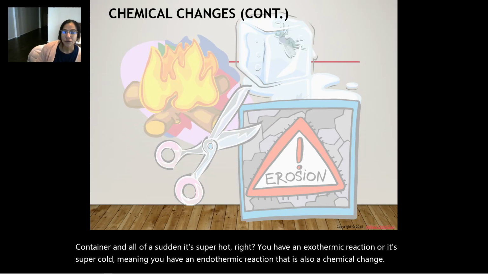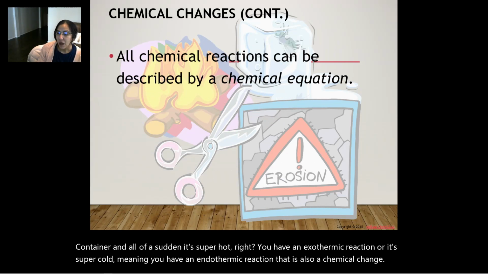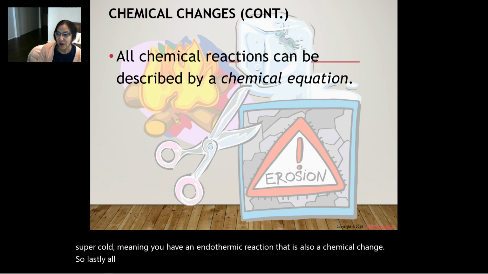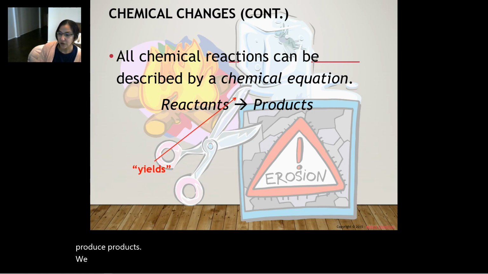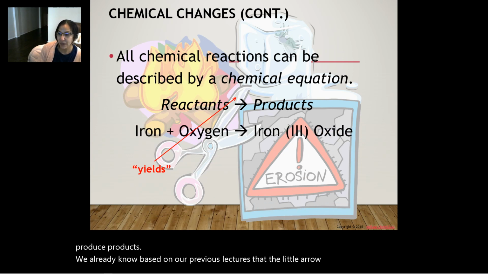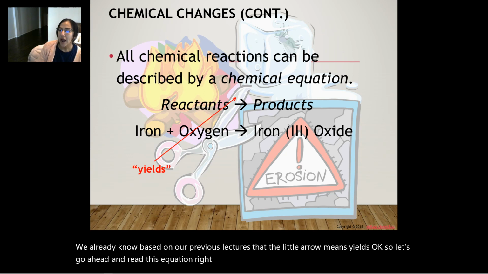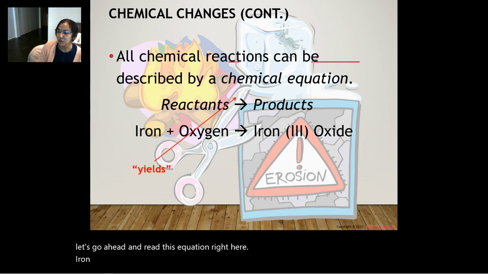Okay. So lastly, all chemical reactions can be described by a chemical equation, meaning reactants produce products. We already know based on our previous lectures that the little arrow means yields. Okay, so let's go ahead and read this equation right here. Iron plus oxygen produce iron 3 oxide. How do we even write that?